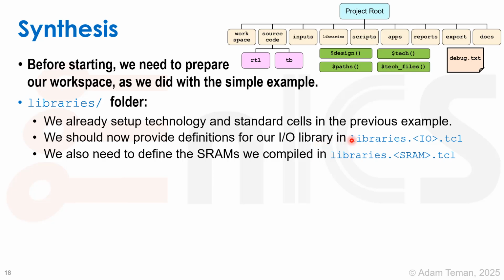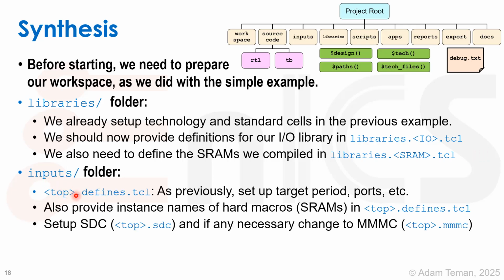I'm not going into the exact definitions that we use for a specific library, but that's where we would add these definitions and then read them in. And this enables us to bring different IO libraries, different SRAM libraries, or any type of different custom hard macro, or even soft macro, that we want to bring into our design. We provide it a different file inside the libraries and optionally read it in.